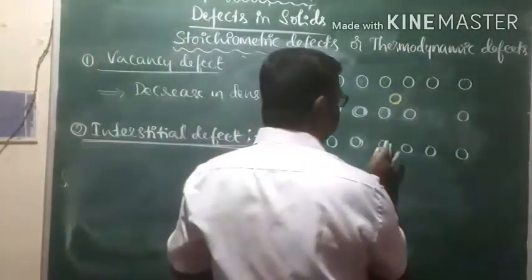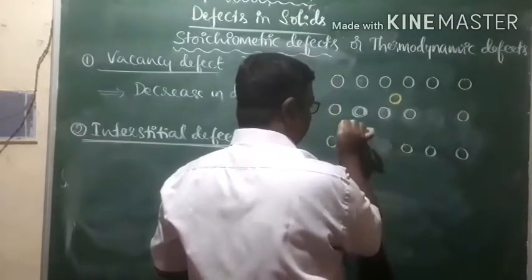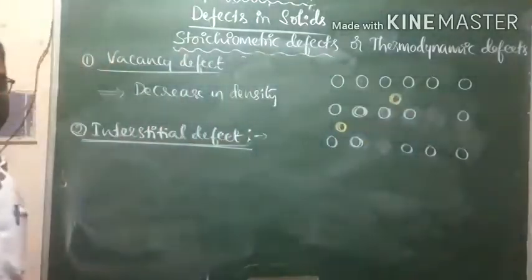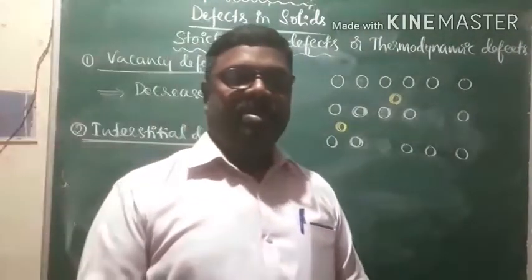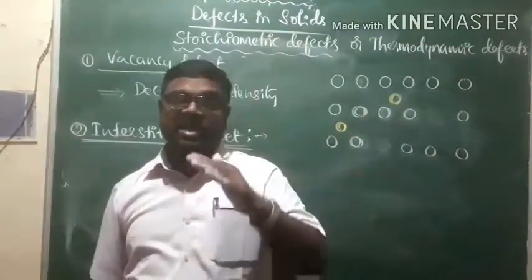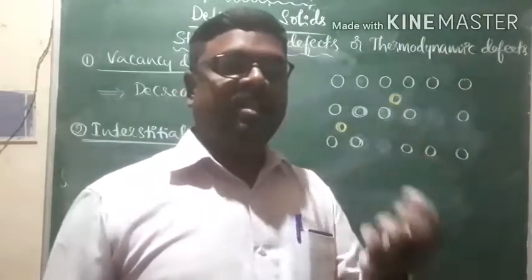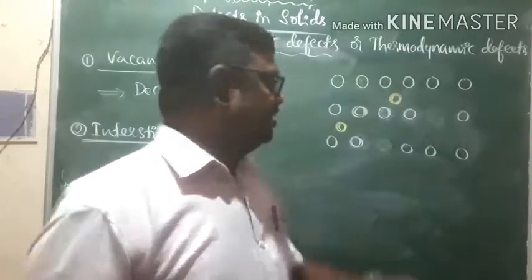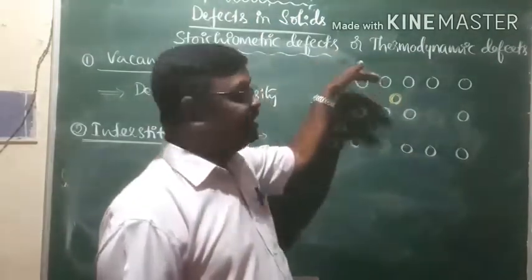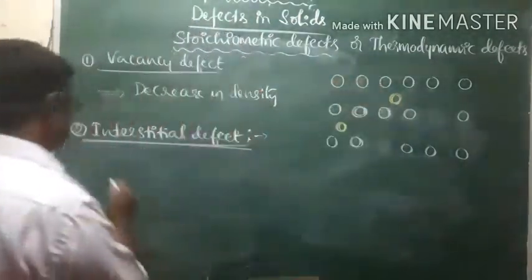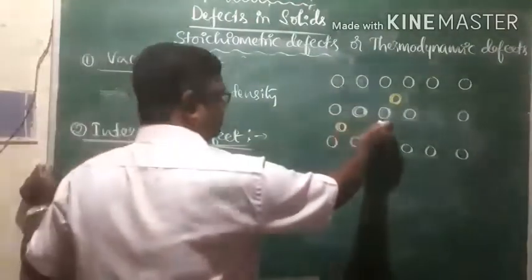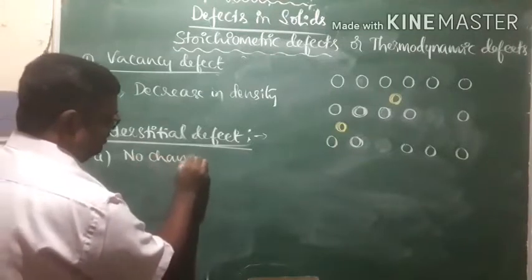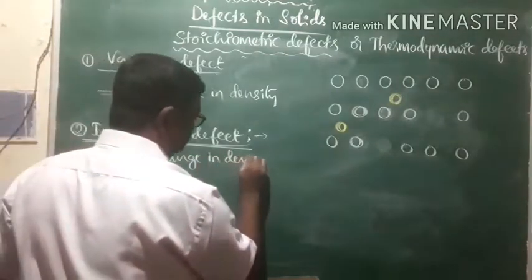Or if a particle from here comes and sits here, what does this lead to? Interstitial defect. It is due to the dislocation of a particle from its actual site into the interstitial space in a given crystal lattice, and that is called an interstitial defect. This is one possible interstitial defect, where there is no change in density. No change in density.